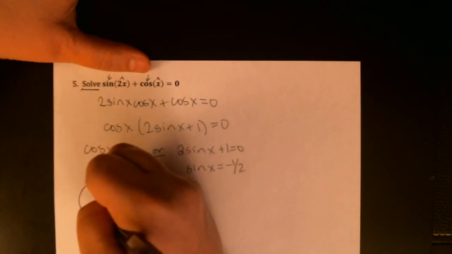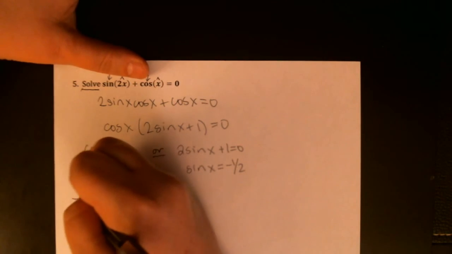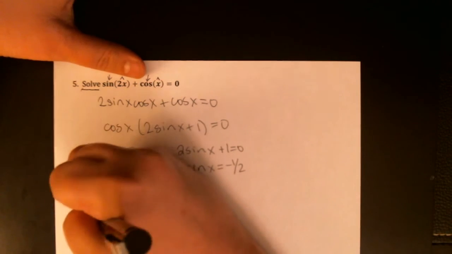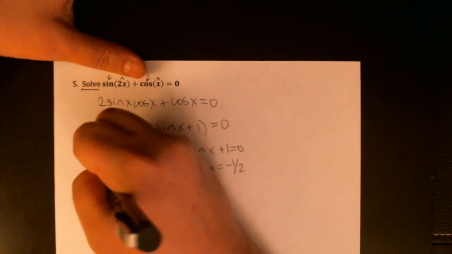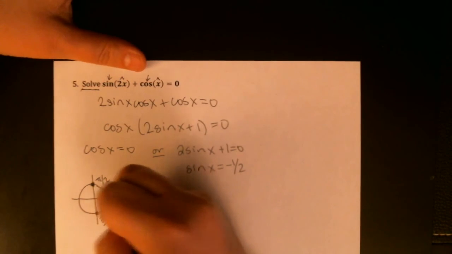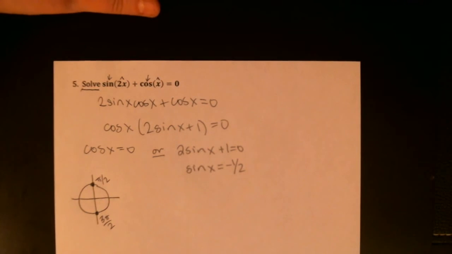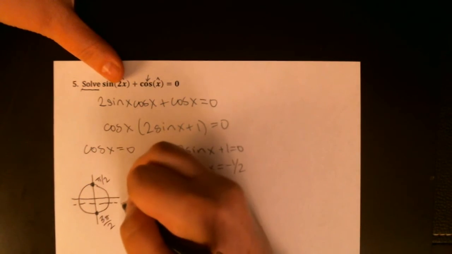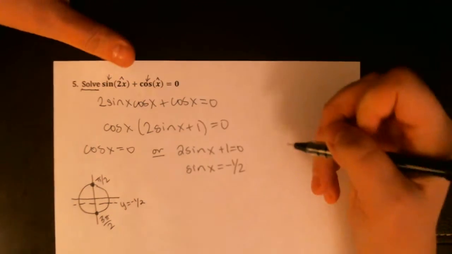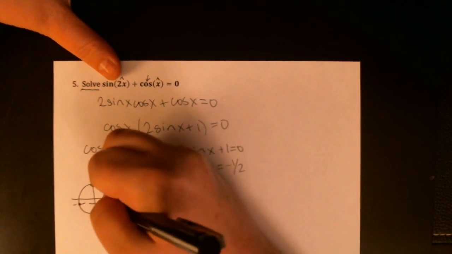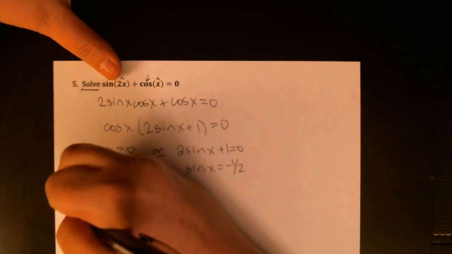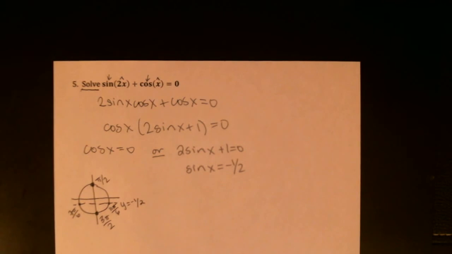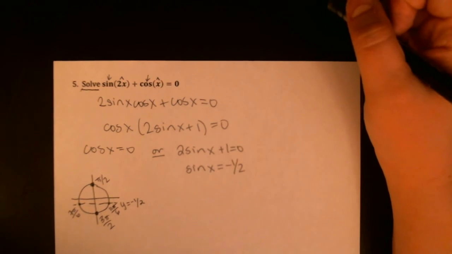And if I go to my unit circle, I would say cosine x equals 0 right at the top or the bottom. So that's pi over 2 and 3 pi over 2 are one of the possible arc lengths for each of those points. And then sine x equals -1/2. That's going to put us at 7 pi over 6 and 11 pi over 6 or negative pi over 6. Okay, so those are the points that I'm interested in.